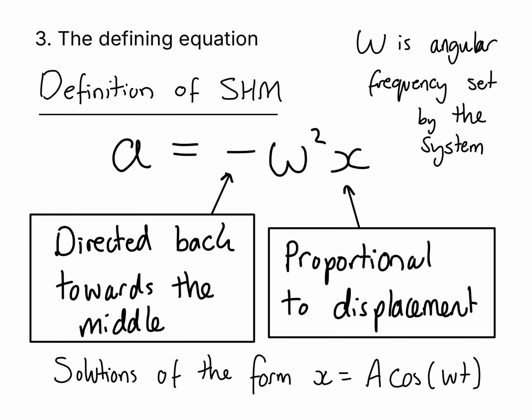The solution to this equation is x equals A cos omega t, where A is the amplitude and omega is set by the physical system. It can depend on the mass, spring constant, or length. If you can prove that a system obeys a equals minus omega squared x, then you have proved it performs simple harmonic motion. That's a standard exam demand.